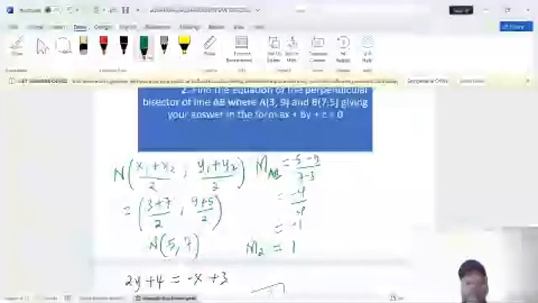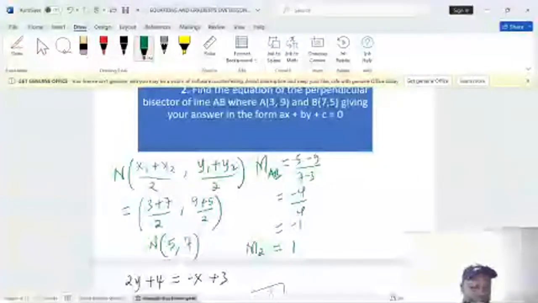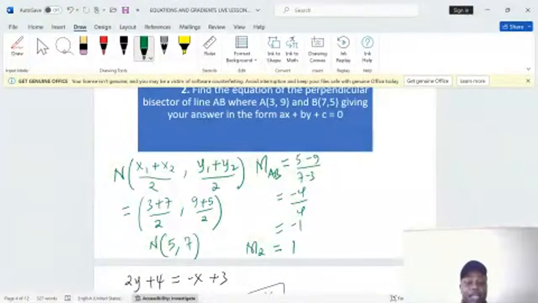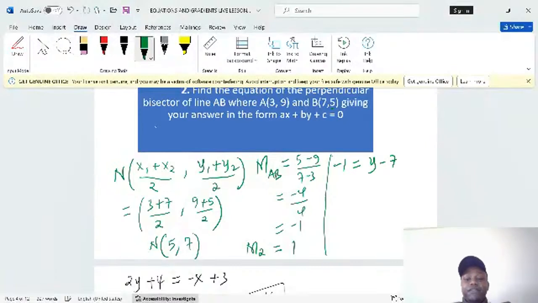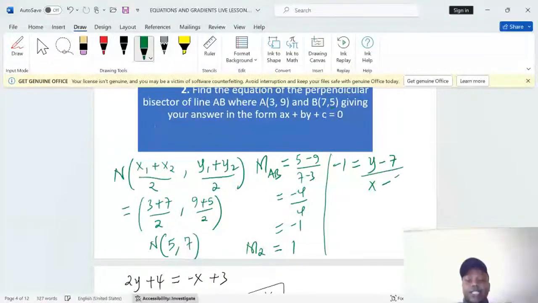So that when the two gradients are multiplied, they will give us a negative 1. Therefore, now we can express negative 1 as the gradient. Change in y, we'll have y minus 7 over x minus 5.